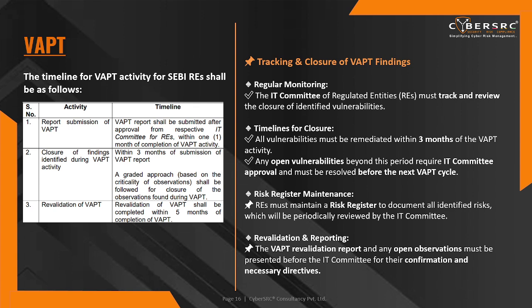We have two aspects. The first one is regular monitoring. The IT committee of REs must track and review the closure of identified vulnerabilities and the timeline for closure. All the vulnerabilities identified in the VAPT program must be remediated within 3 months of finalization of the activity. Any open vulnerability beyond this period would require IT committee approval, and the issue must be resolved before the next VAPT cycle.